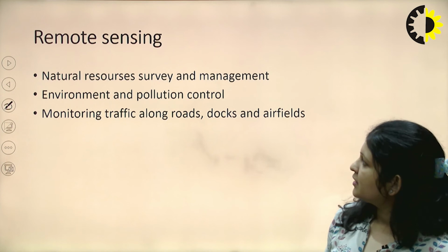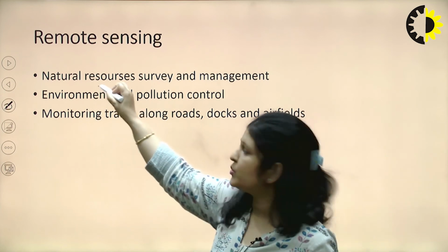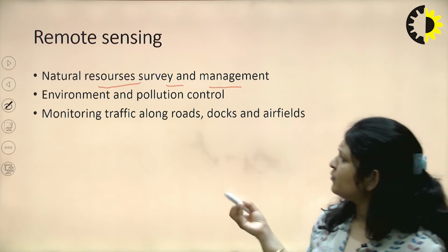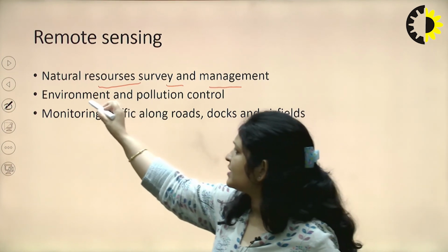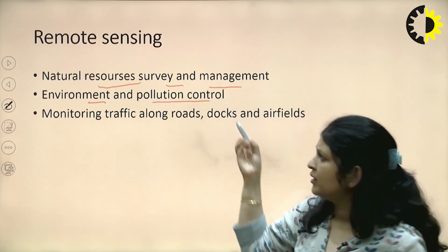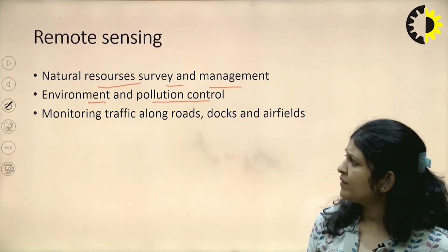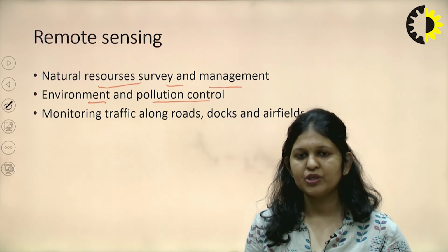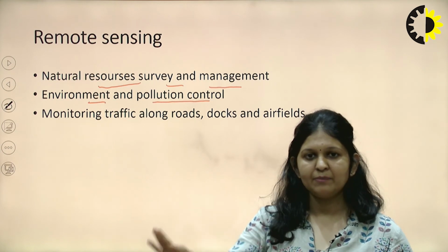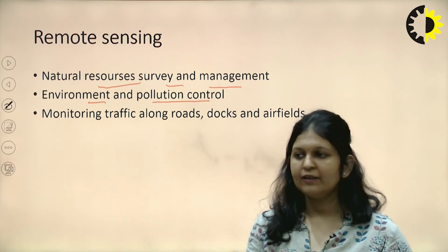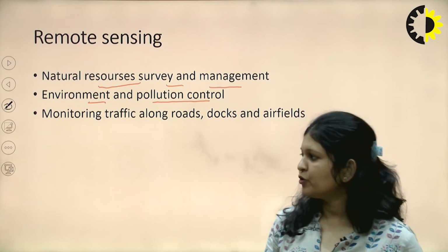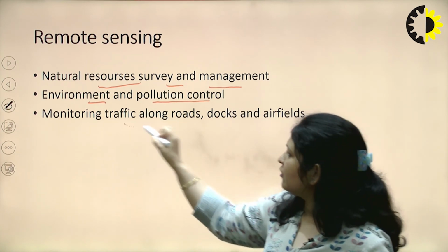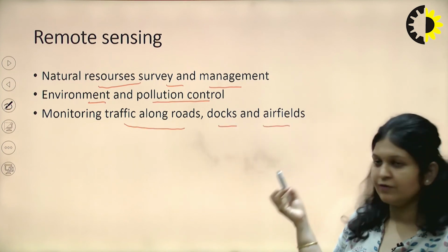Remote sensing, as I told, natural resources survey and management can be done. Plus one of the most important areas nowadays, environment and pollution control. So basically when we are sitting at one particular area, we can look into the pollution structure of any other area, and we can control it before the pollution occurs. Then monitoring the traffic along the roads, docks and airfields.